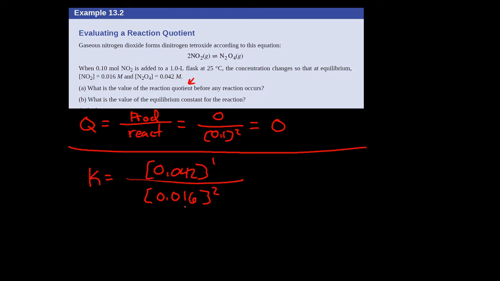And so if we do that math, let's see. That gives me 164, essentially. That is the equilibrium constant for that reaction at 25 degrees C.